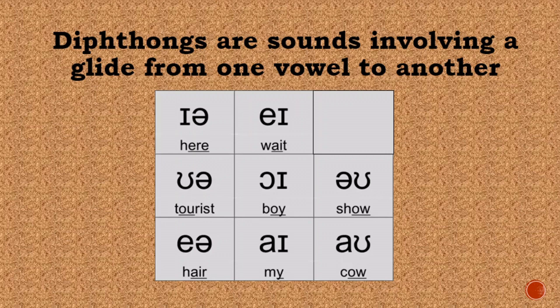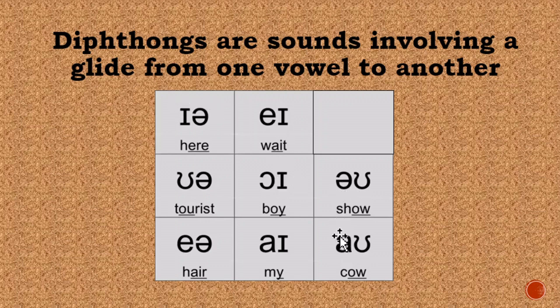They are not actually combinations in the sense that there are two parts which are equally important. That is not how it works. Diphthongs are sounds involving a glide from one vowel sound to another vowel sound. That is what we should remember. It is not two vowels put together exactly. You begin at one and then move towards the second part. That is the meaning of these combinations.